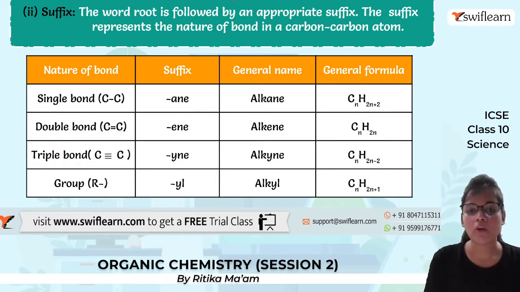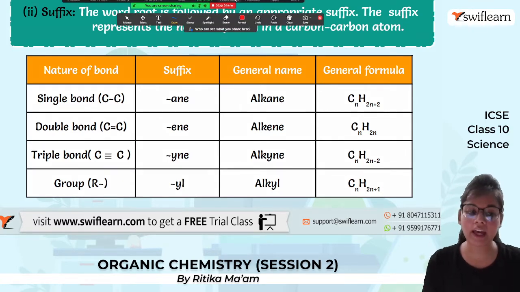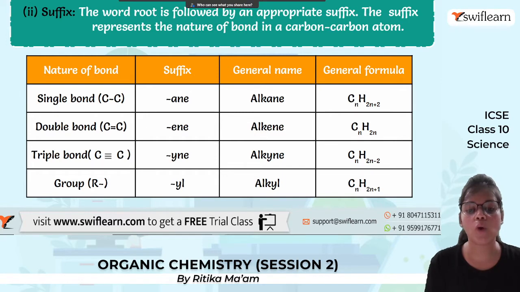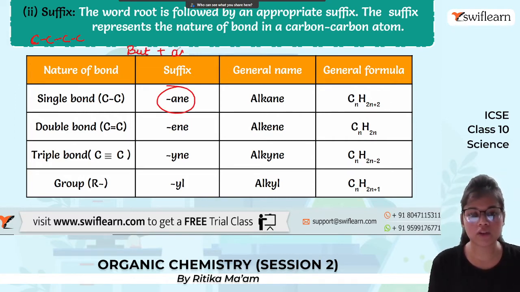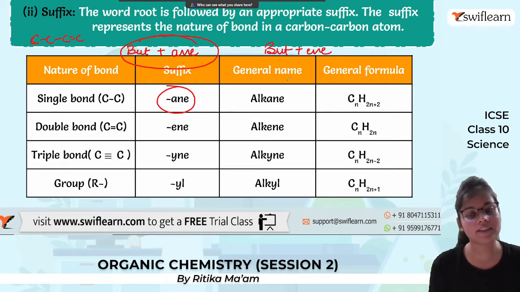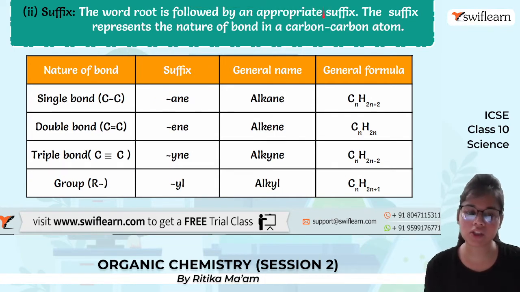If there is a double bond, the suffix becomes "ene", and for a triple bond, the suffix goes like "yne". For example, there are 4 carbon atoms and there is a single bond. So from the word root, it will be but plus ane. So it will be named as butane. If we replace it with a double bond, it will be but plus ene, butene. And similarly for a triple bond, it will be butyne.